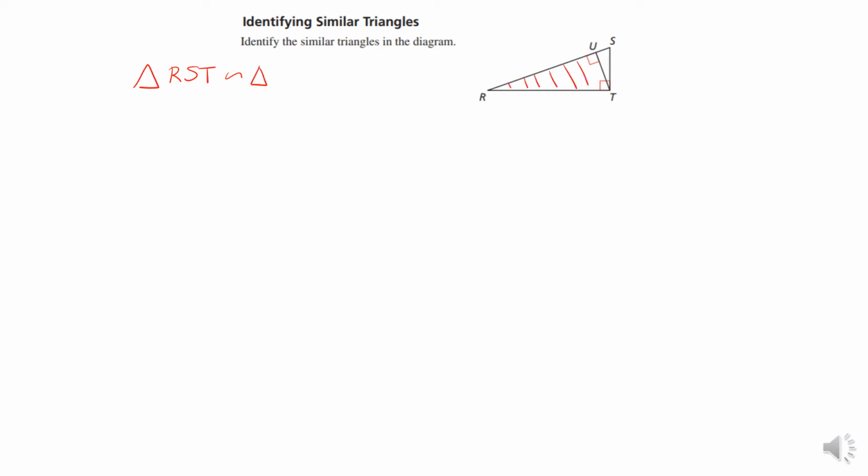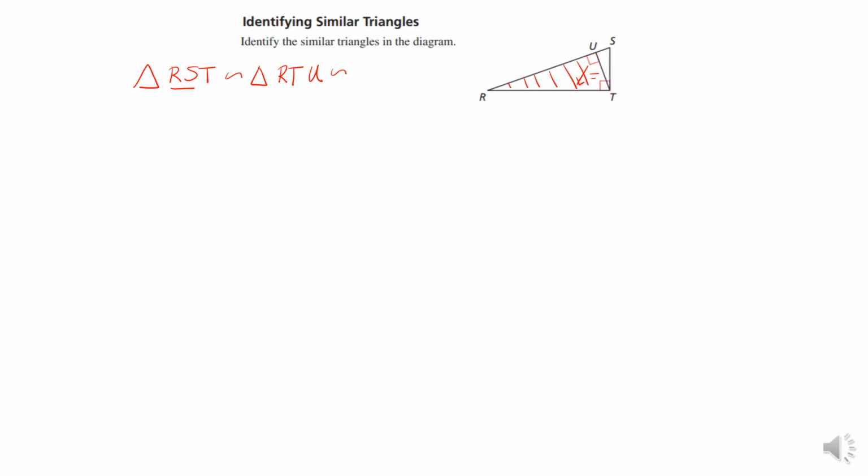Now what I want you to notice is that you need to make sure that you have your corresponding sides in the same order. So if you notice, this is the hypotenuse of the big triangle. So look for the hypotenuse, which is the one across from the 90-degree angle, and that is RT. So I'm going to put RT there. Now make sure that it's all corresponding, and then my last point is U.